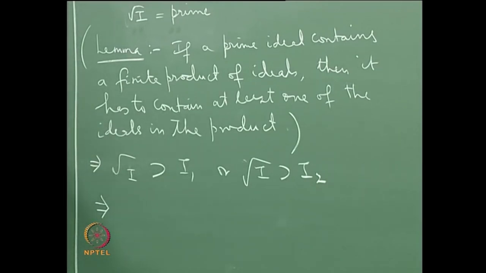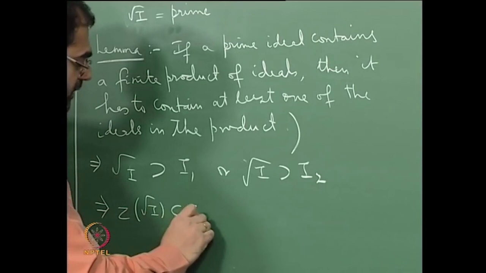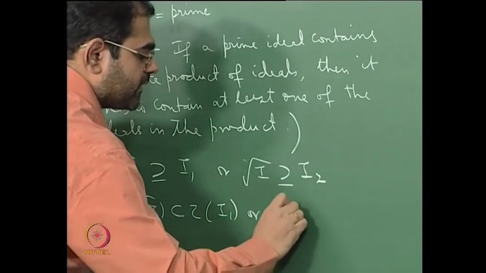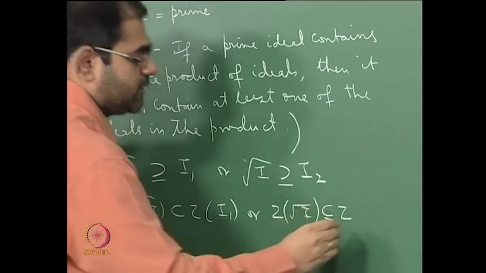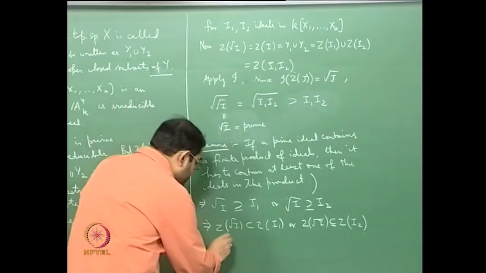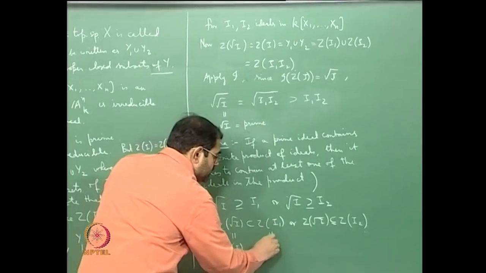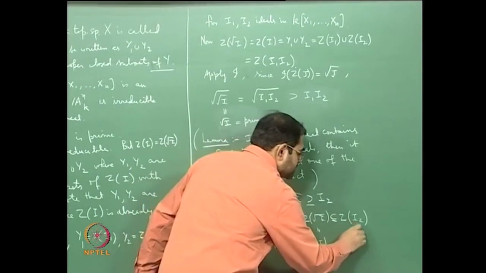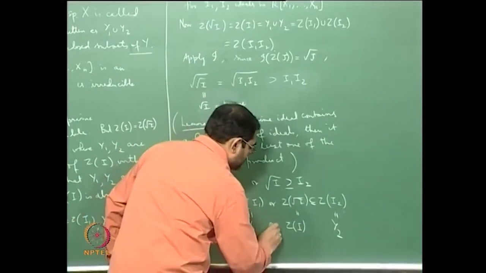the inclusion is reversed. So what you will get is Z of rad I is contained in Z of I1, or Z of rad of I is contained in Z of I2. This is what you get, and mind you, Z of rad of I is the same as Z of I, and Z of I1 is Y1, and Z of rad of I again is Z of I here, and this is Y2.